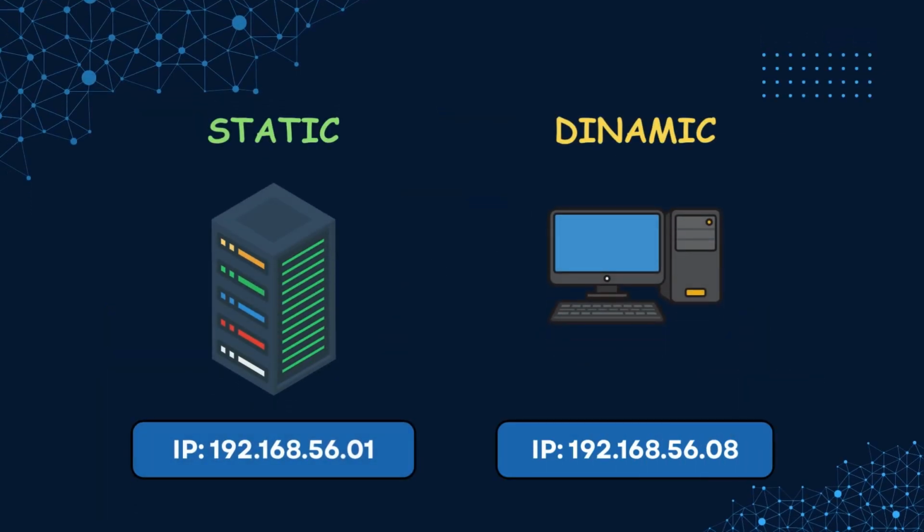A static IP address never changes. It's perfect for servers or services that need a consistent, reliable address. A dynamic IP address changes over time. Most everyday users have dynamic IPs because the internet service provider automatically assigns them, and they can change when you reconnect or after a set period. You can also manage them manually. For example, you can assign a static IP to a device in your network or set your device to automatically get a dynamic IP.